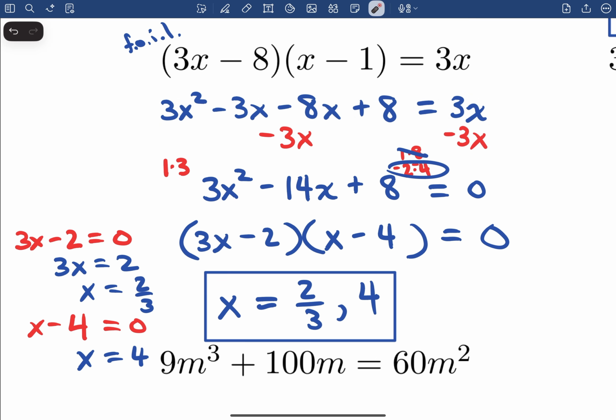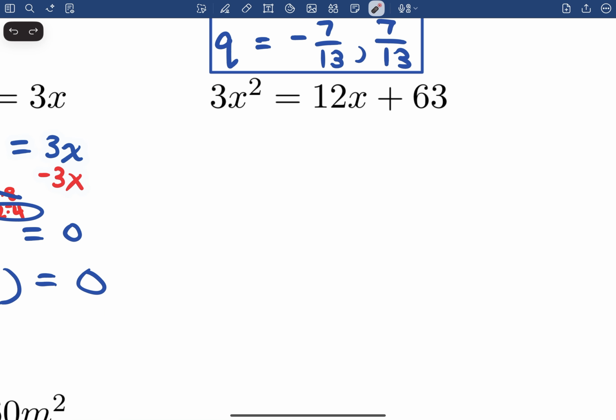All right, so this is showing you explicitly how I can solve these two equations set equal to 0 to find my two solutions for x. We have now solved for x. All right, let's go ahead and move on to the next equation.